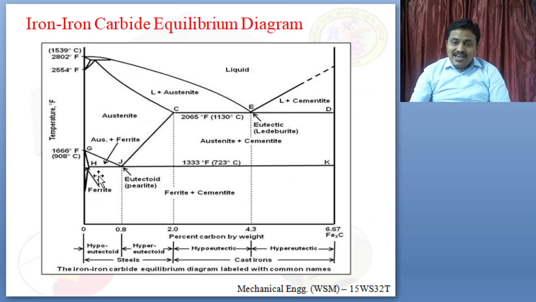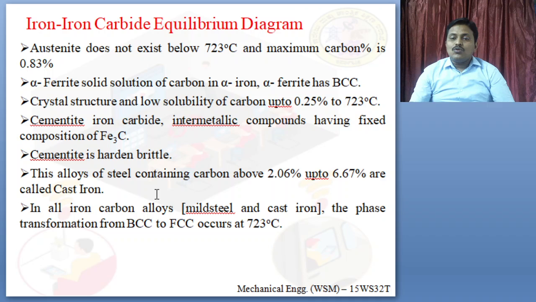Austenite, this austenite phase will never exist below 723. It exists above 723. What does it mean? This phase will never exist below 723 degrees centigrade. Why have we taken 723? It is the recrystallization temperature. That is the initiation of grain growth, just like the trunks and leaves of a tree.